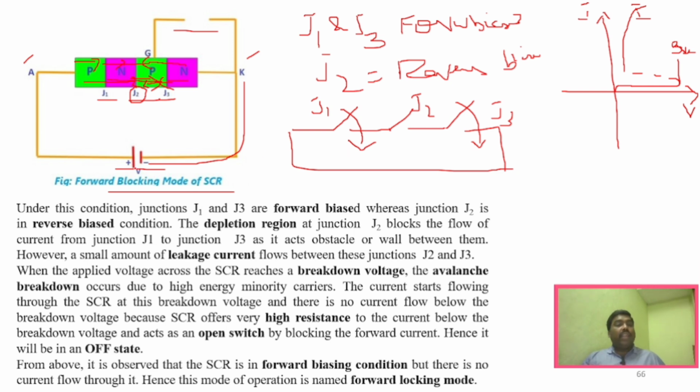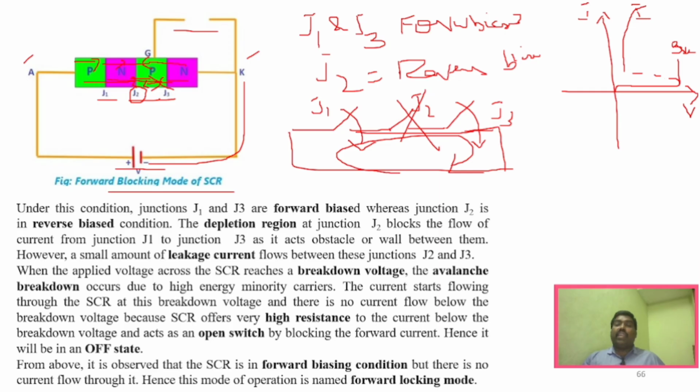But if you keep on increasing this forward biased voltage, what will happen? This junction will be destroyed. The depletion region will be completely gone, and you'll have only these two junctions. So automatically the current flow will happen.